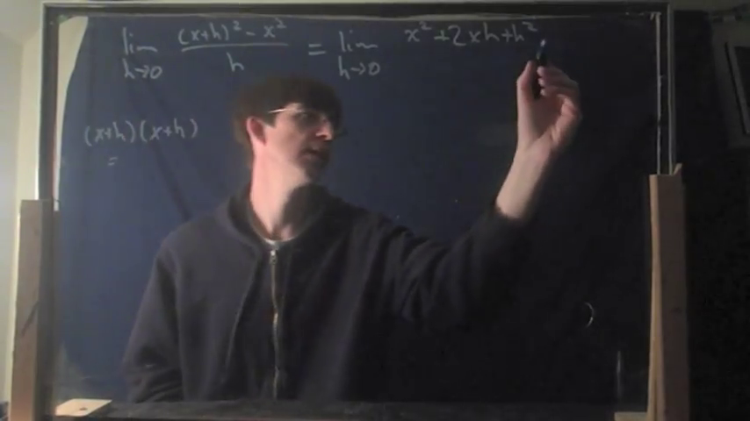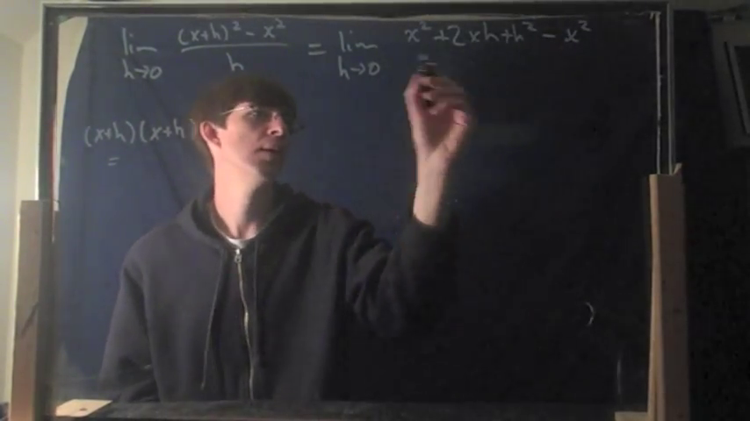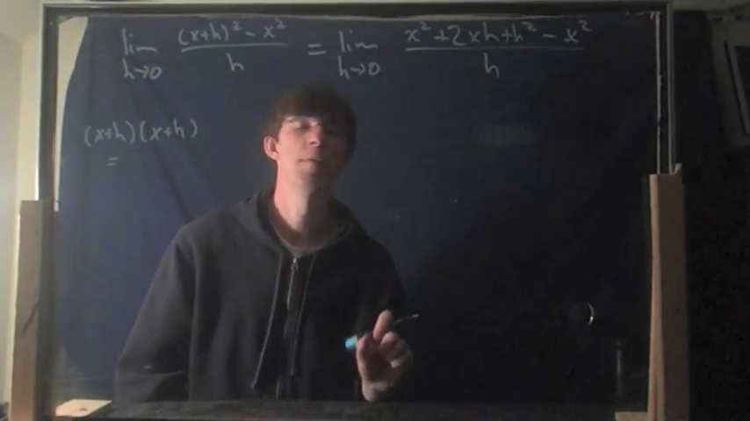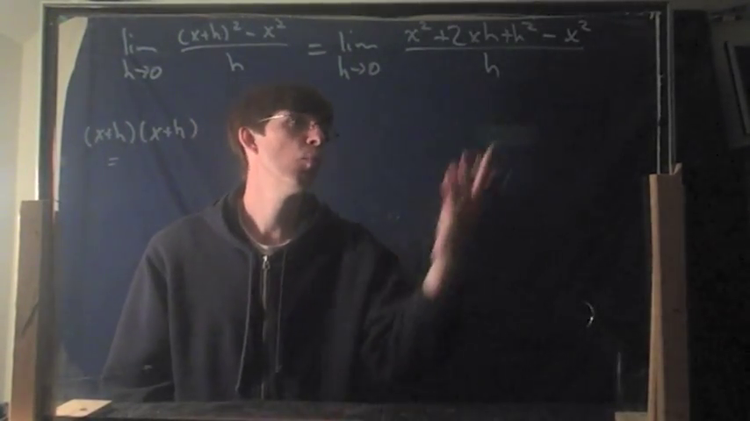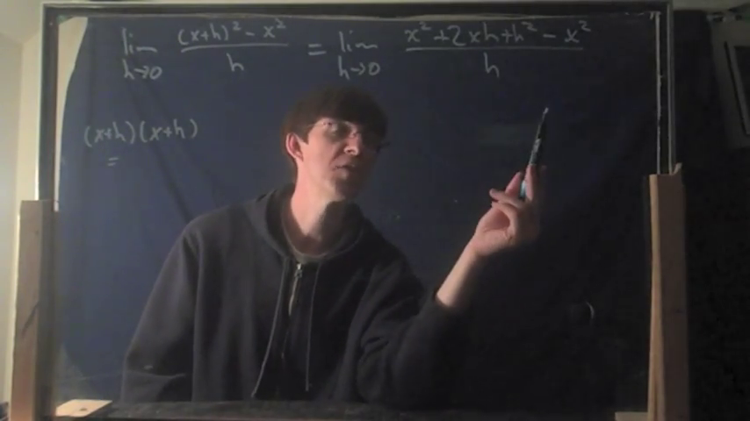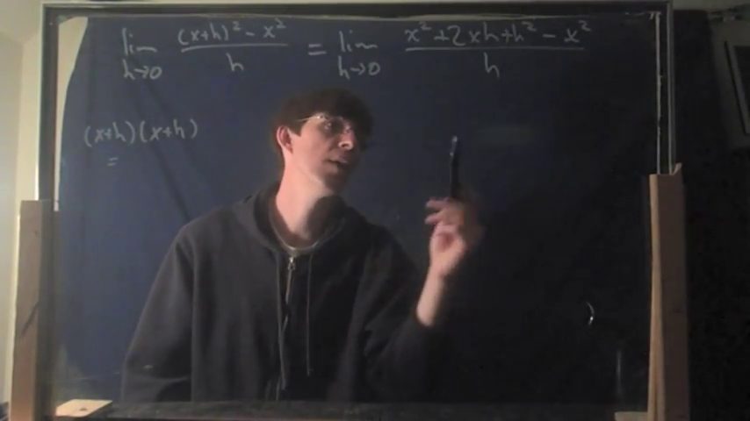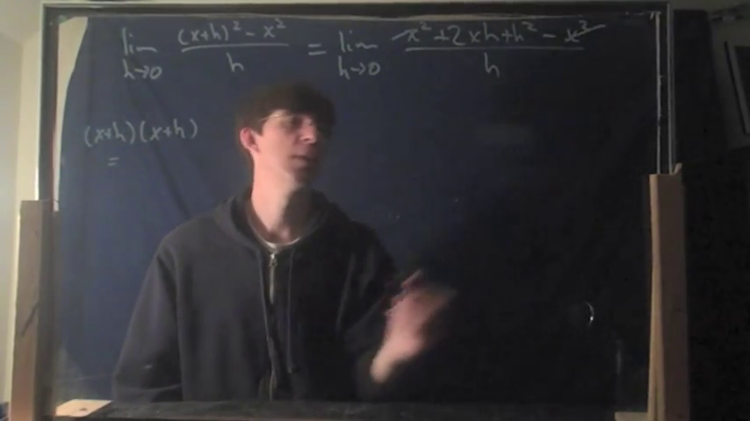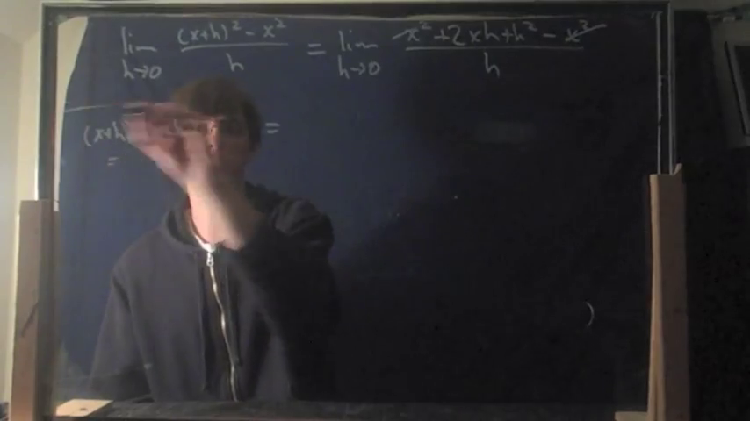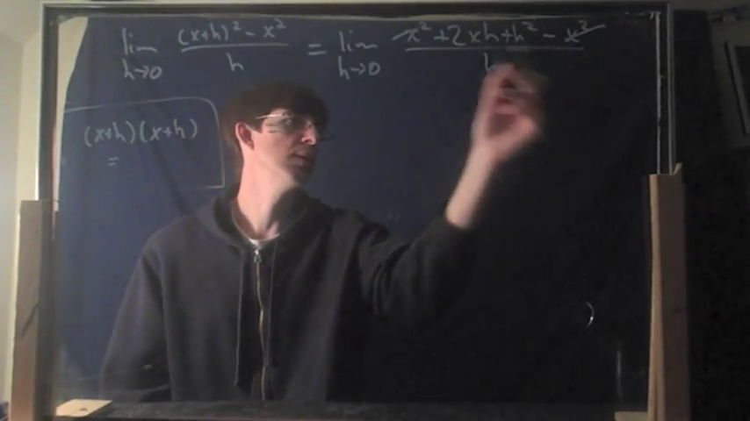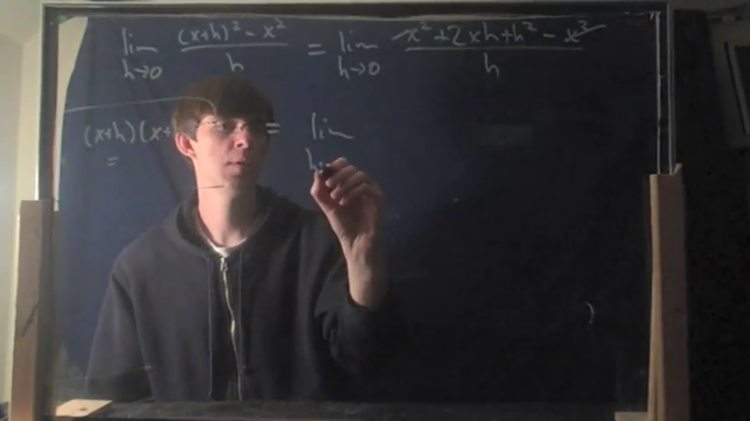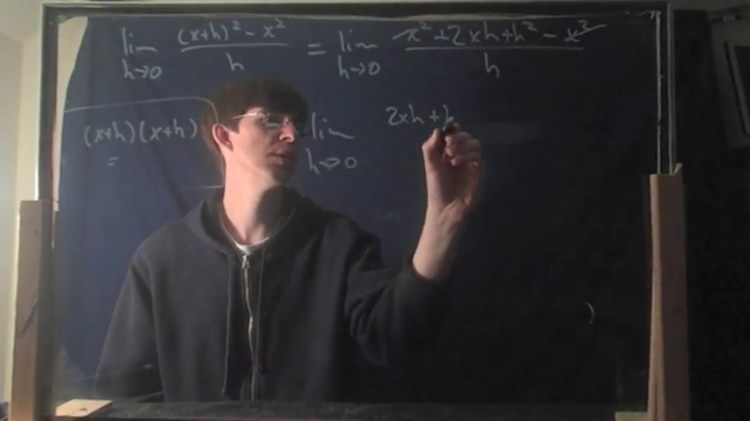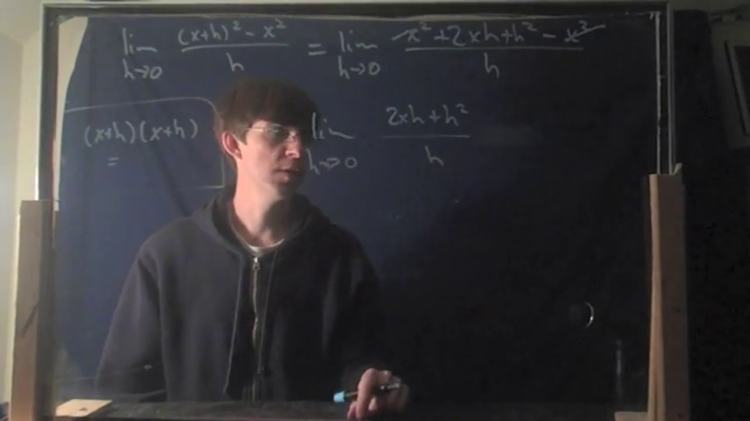Now we go minus x squared. On the bottom, h is h. Don't do anything with that. Okay, that's the first step. What are you going to do here? You look up at the top and see, can you cancel anything out? I think you can. You got x squared and a minus x squared. So those guys can cancel. So you get, ignore that, then h goes to 0. Okay, what's left? 2xh plus h squared over h, like that.